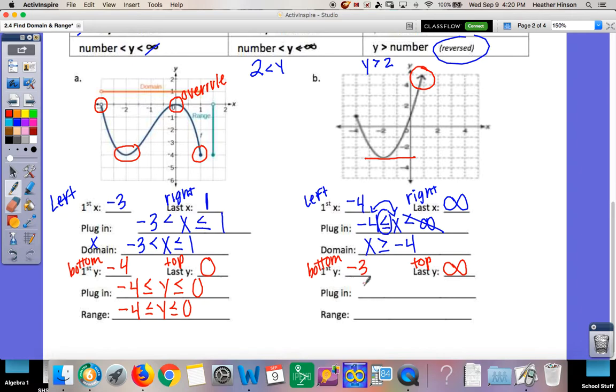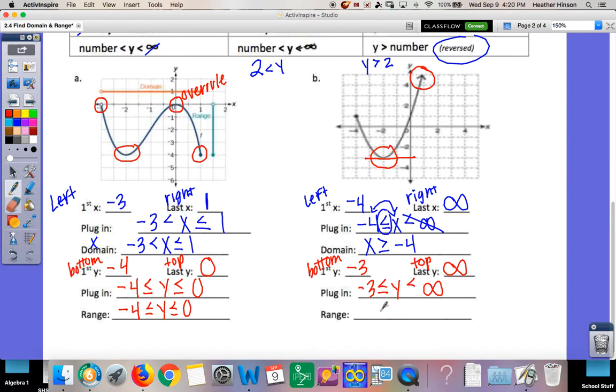Then we plug it in. -3 was our first term. Infinity was our last y. It's range, so we're going to put y in the middle. We always use less than symbols. -3 down here, that little curve, there's no open piece, so it's going to be equal to. And infinity, again, we can't reach infinity, so we leave that alone.